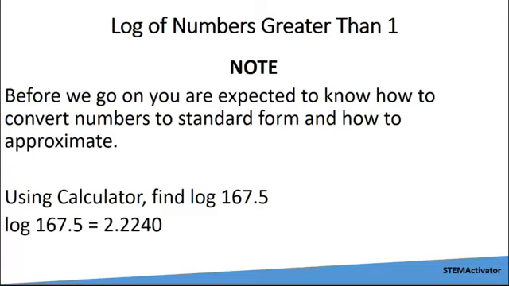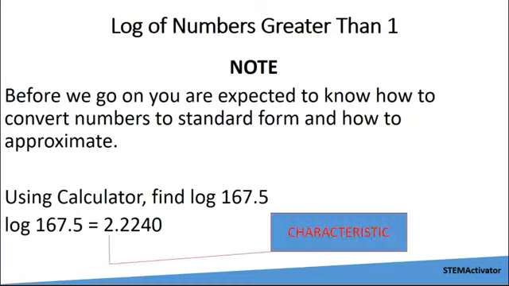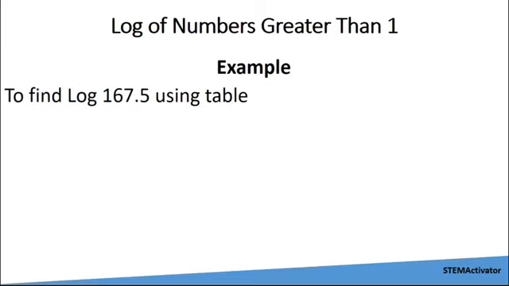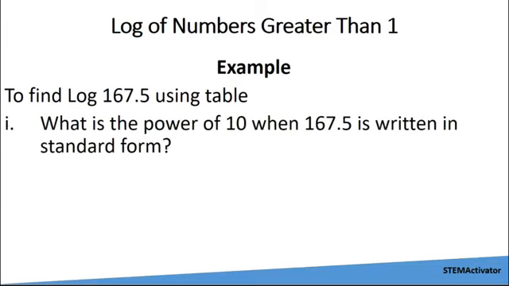Now, this same number, 2.2240, is divided into 2. The integer part, that's the whole number part, is called characteristic, while the fraction part, that 0.2240, is referred to as the mantissa. So we are going to pick our example using the same number, using table to find log 167.5. Quickly, what is the power of 10 when 167.5 is written in standard form? Good. The answer is 2.